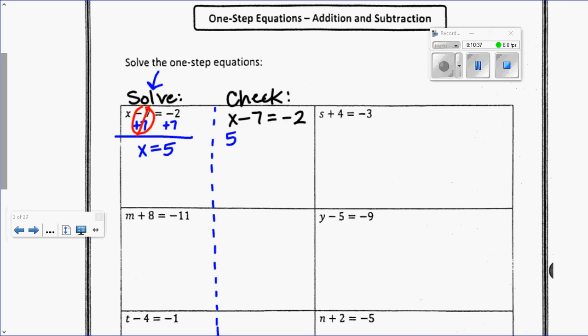So what is 5 minus 7? You can do it in your calculator, but you also know that 5 plus negative 7 is negative 2. Very good.